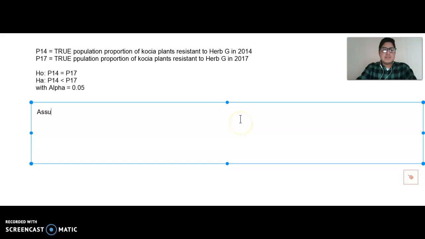Okay, so with our assumptions, the first one is that we randomly selected 61 kochia plants. Now I feel like I'm not spelling it right.